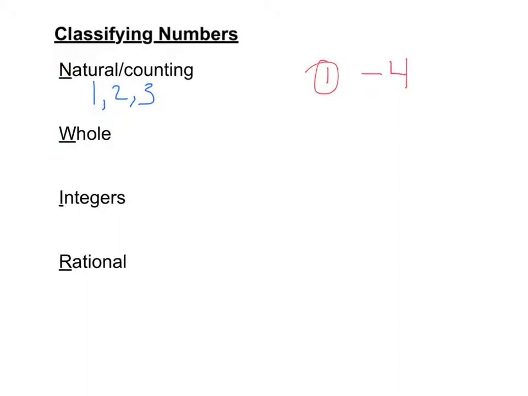Whole. Is it my 0, 1, 2, 3? No, it's negative, so negatives are not whole. Integers: well, I find it on that number line. Is it my negatives, my 0, or my positives? In this case, yes, it is. Negative 4 would be on that number line, so I know it's automatically an integer and a rational. Whenever I find out that it's one, it's automatically everything below it too. So this one is an integer and rational.